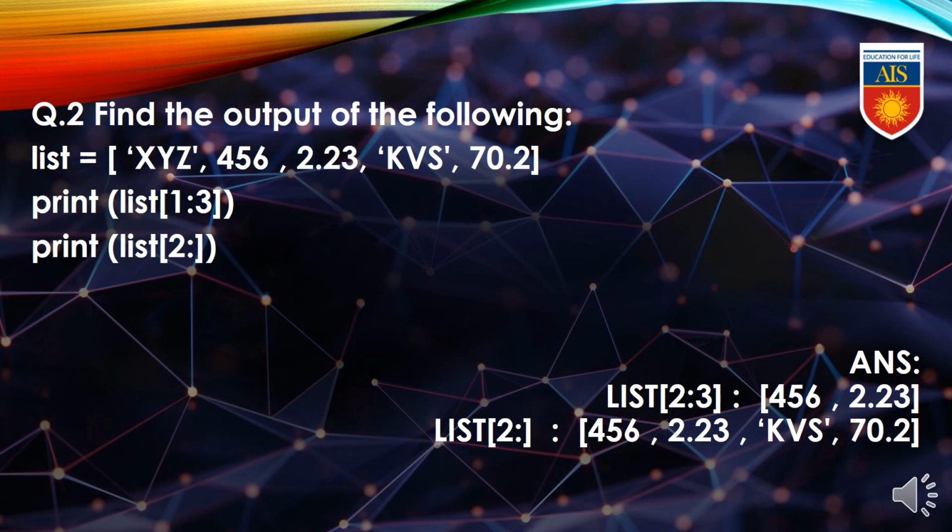Second question is, find the output of the following list: XYZ, 456, 2.23, KVS, 70.2. Print list[1:3] and then print list[2:]. For the first one, list[1:3], it will print 456 and 2.23, and for the next one it will print 2.23, KVS, 70.2. That means from the second index onwards it will print.